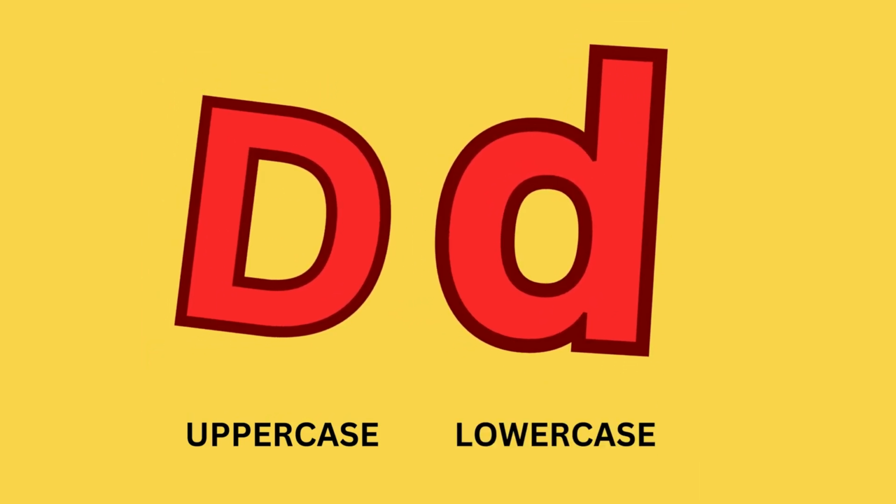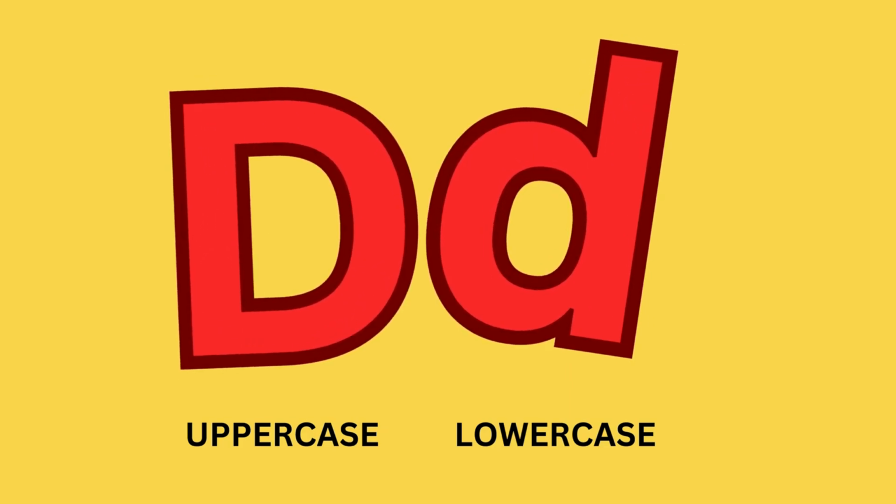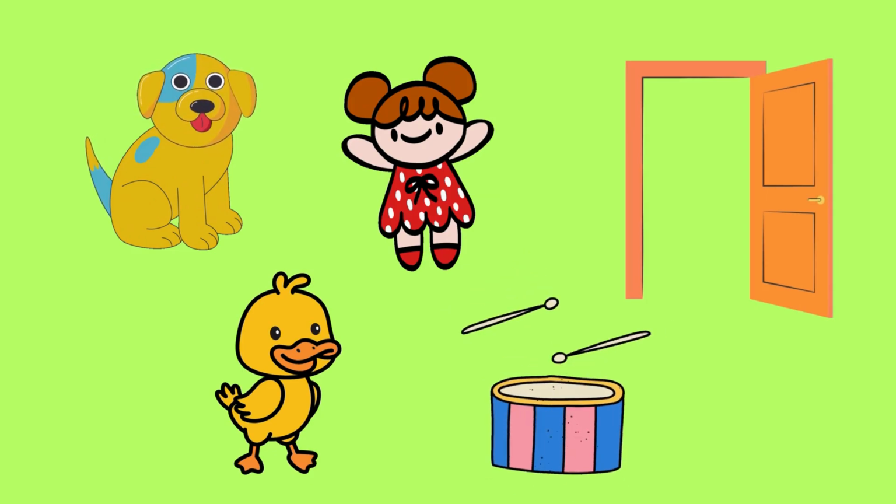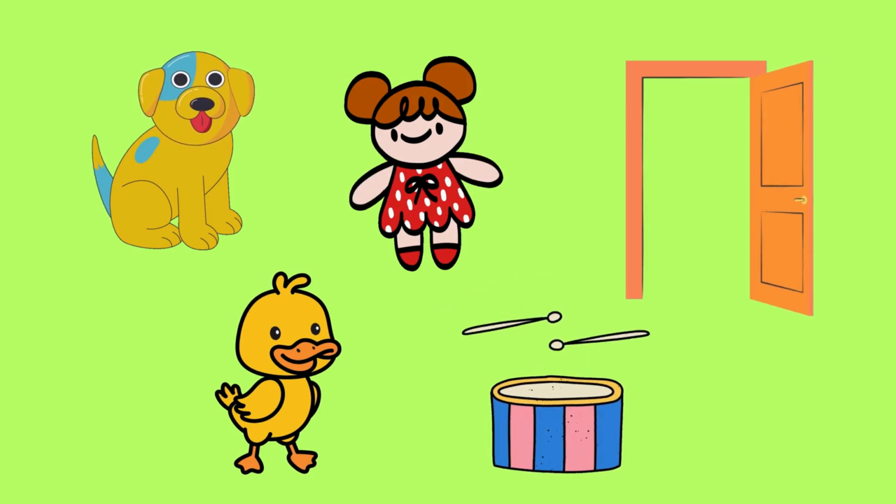This is uppercase D. This is lowercase d. D for doll, D for door, D for duck, D for drum.